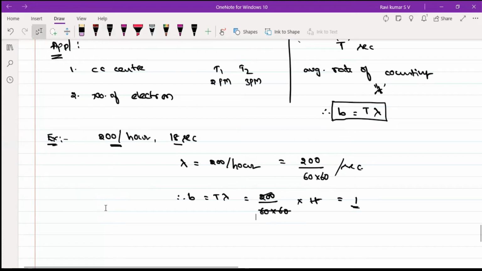So here, how many calls are there? 200 calls per hour, and for each call you are taking 18 seconds. To calculate the b value to substitute in the Poisson density function equation, we need to first calculate the lambda value. Lambda is given as 200 per hour, so convert this into seconds, and the b value is given with respect to the time and the average rate of calls per hour. So this is the simple example to understand the concept of the Poisson density function.